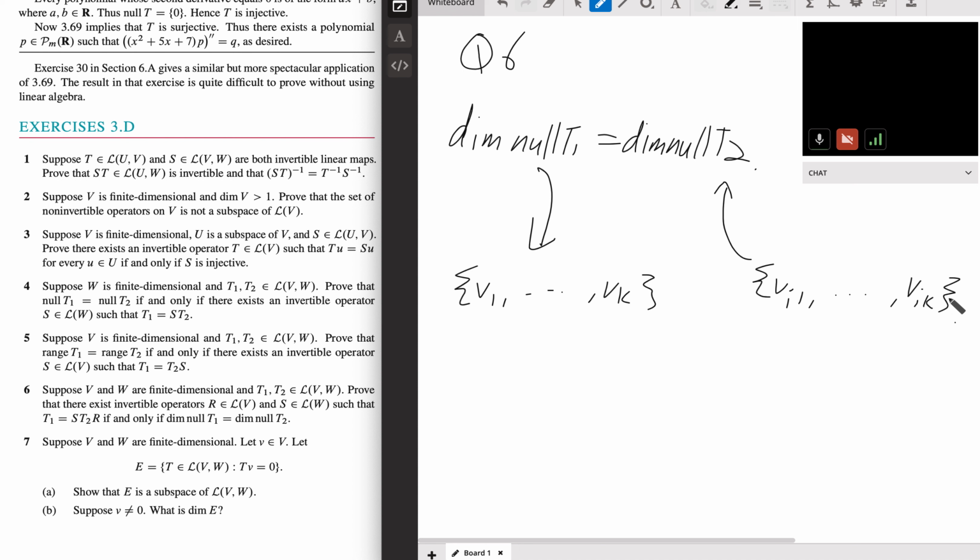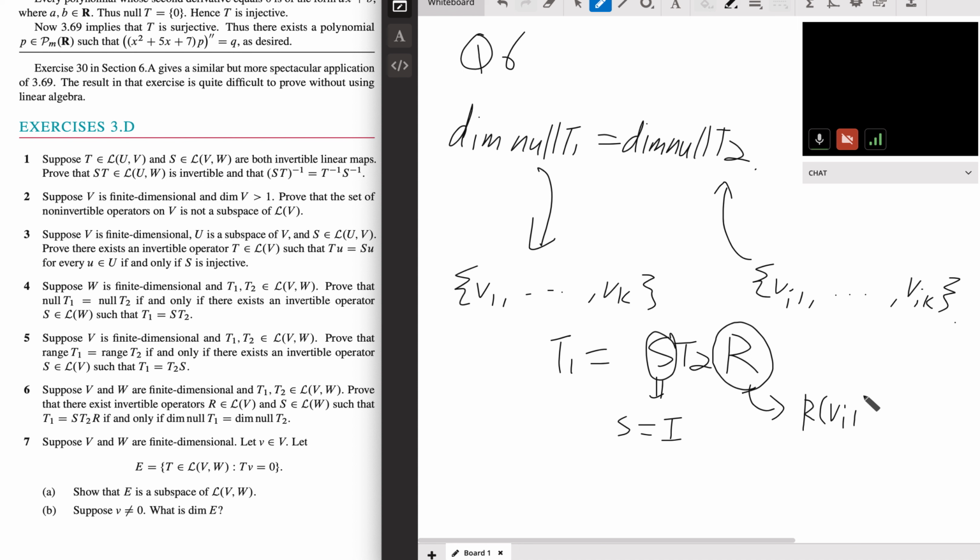So how do you adjust the bases in such a way that these two are now having the same values using composition of linear maps? I think one way to think about it is that if you have T1 equal to S T2 R, you probably want to do all the work in R, and you don't want to do any of the work in S. In fact, S should probably be the identity function. And then R is where you want to map V1 to V1 prime and V2 to V2 prime and so on. I think that's sufficient. The identity map is of course invertible because the inverse is itself.